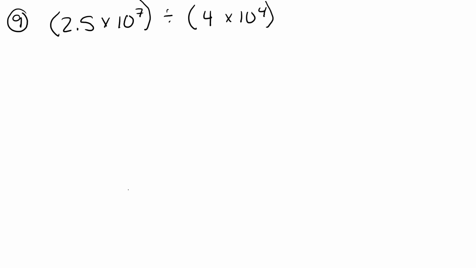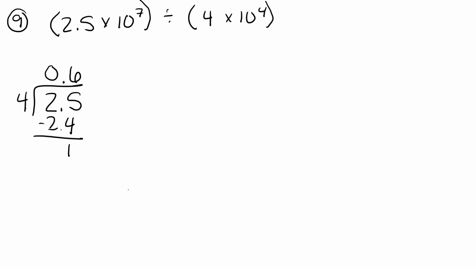For number 9, we're going to take the number 2.5 times 10 to the 7th. We're going to divide it by 4 times 10 to the 4th. So we're going to start with our 2.5 and we're going to divide it by 4. 4 cannot fit inside of 2, so we go straight into 25. 4 can go into 25 6 times because 4 times 6 is going to give us 24. And 24 is close to 25. Now, 25 minus 24 is going to give us a remainder of 1.